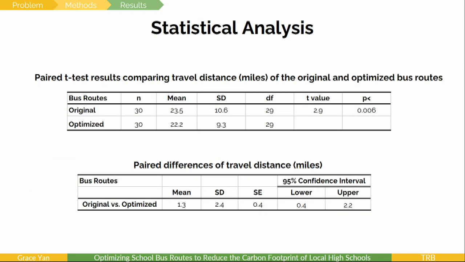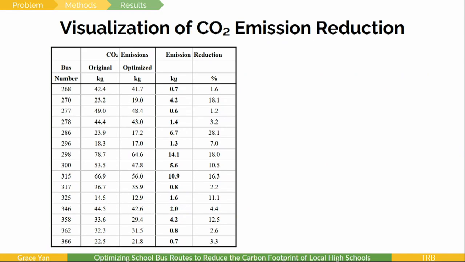So I conducted a paired t-test to compare the travel distance in miles of the original and optimized routes. Here are the results. I found that my optimization was able to significantly decrease the total distance of these routes. This table shows the carbon emissions reduction of the top most optimized buses. It turns out that 15 of the 30 buses saved greater than a 0.5 kilogram reduction in carbon emissions.